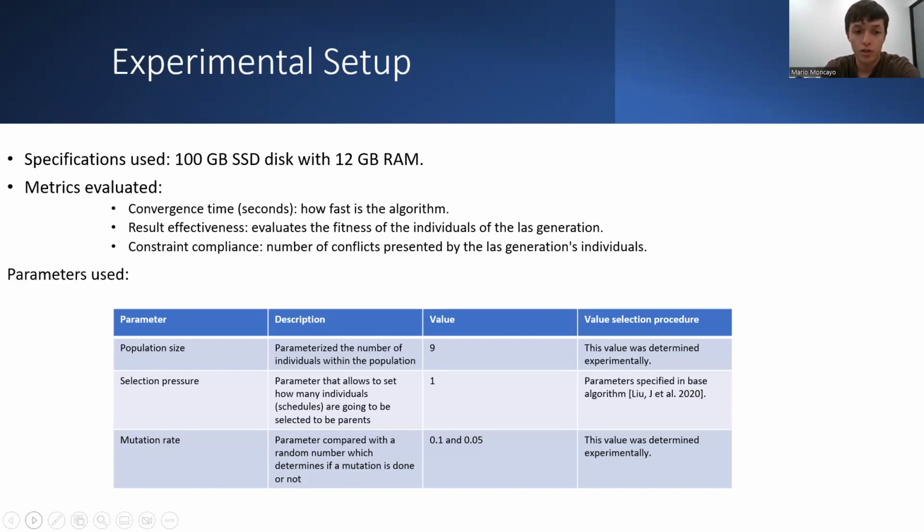Also, we have the selection pressure. This is a parameter that allows us to set how many individuals, or in this case schedules, are going to be selected to be parents for the next generations. We selected a value of 1, because in the investigation we did, we found that these were the parameters specified in the Bayes algorithm. Also, we have the mutation rate, which is a parameter that is compared with a random number, which determines if a mutation is done or not.